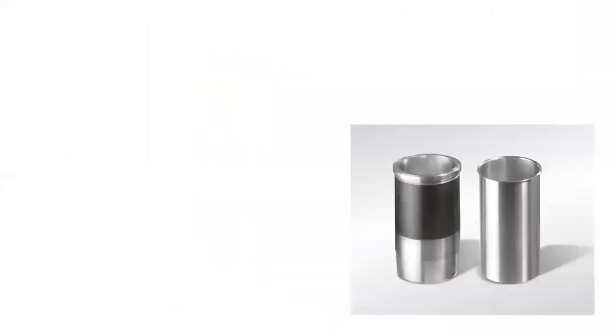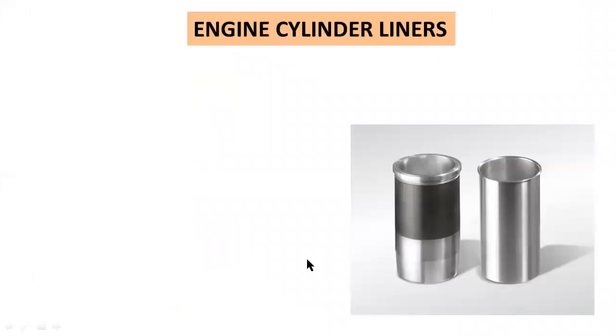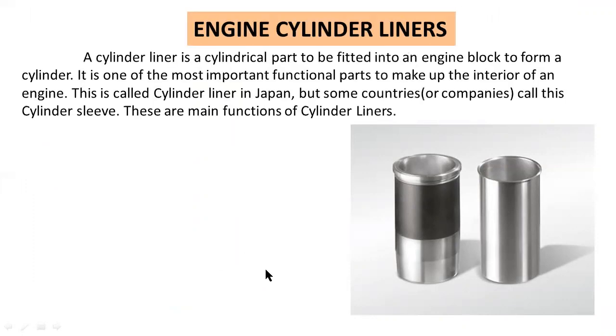Now I am going to explain about liners, engine cylinder liners. This is an example of a liner. The cylinder liner is a cylindrical part. A cylinder liner is a cylindrical part to be fitted into an engine block to form a cylinder. It is one of the most important functional parts that make up the interior of an engine. This is called a cylinder liner in Japan.